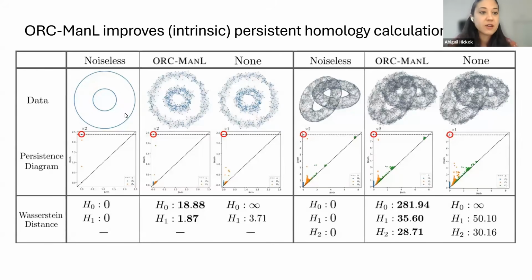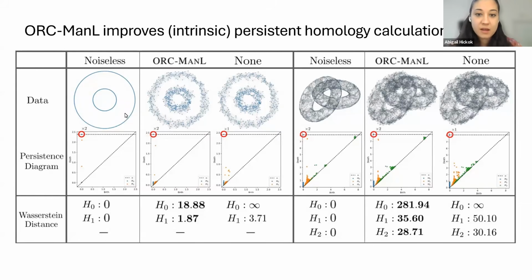So we have 2 data sets here. We have these 2 concentric circles, and we've added noise to this. And on the right, we have these changed tori. Again, we've added noise. So with ORC-ManL, with the concentric circles, we generally correctly pick up on the fact that there are 2 connected components in the manifold. These are 2 H0 classes. We also see these 2 more persistent H1 classes, which is correctly picking up on the fact that there are 2 H1 classes here. Compared to not doing this pre-processing step, it's really hard to see those 2 H1 classes.